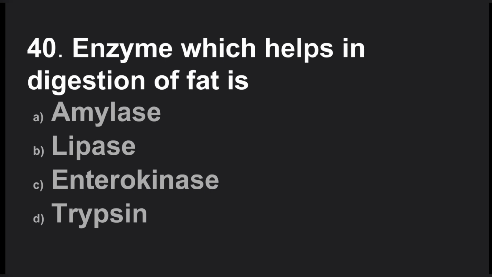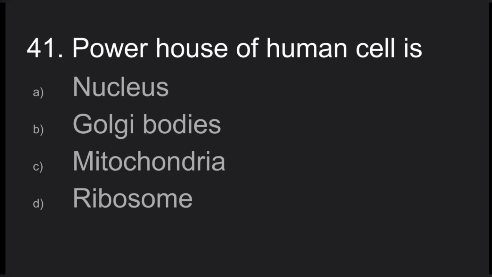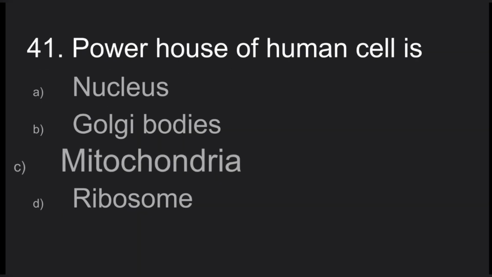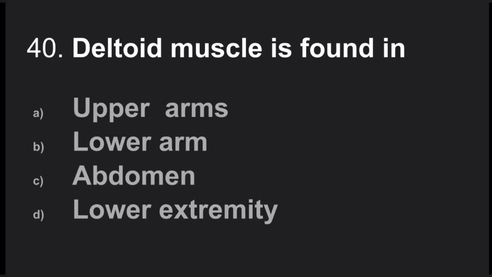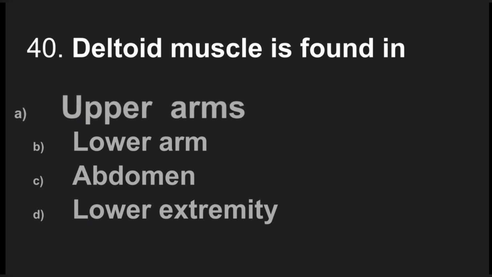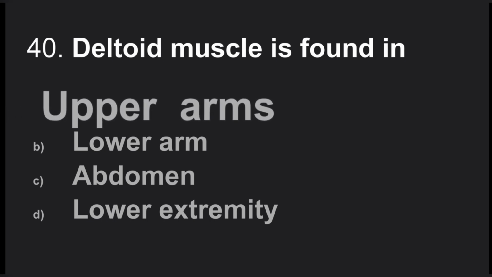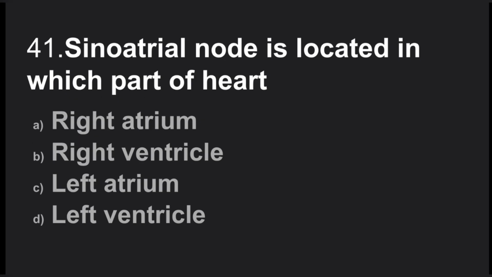Enzyme which helps in the digestion of fat is, see, the answer is lipase. The powerhouse of the human cell is mitochondria. It is also called as the energy house. Deltoid muscle is found in the upper arms, where we also give IM injections in the deltoid.